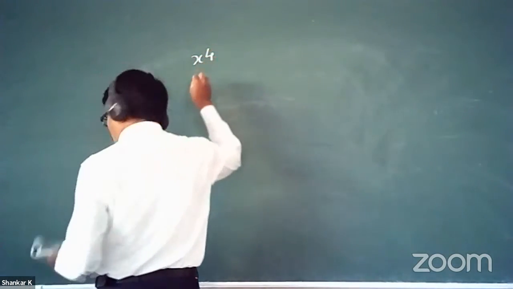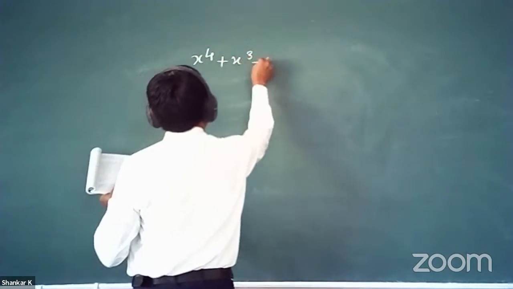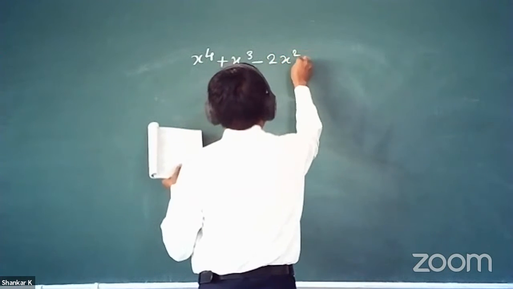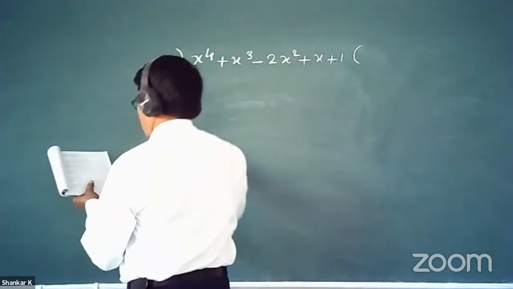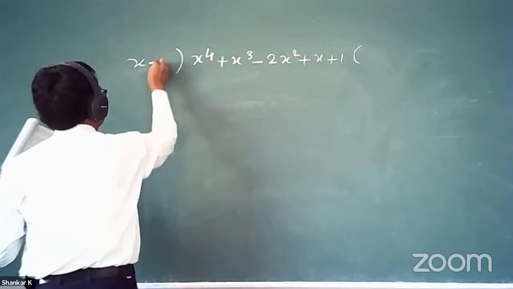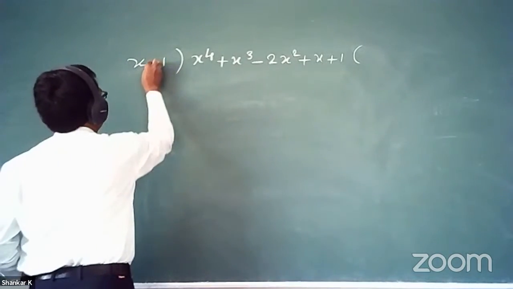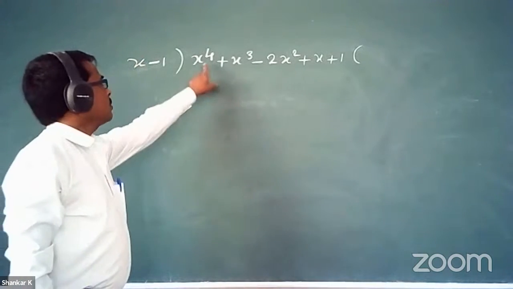x raised to 4 plus x cube minus 2x square plus x plus 1. Divide this by x minus 1. Chancellor, tell me. Just similarly go on dividing, answer will come. How much? What is the real?